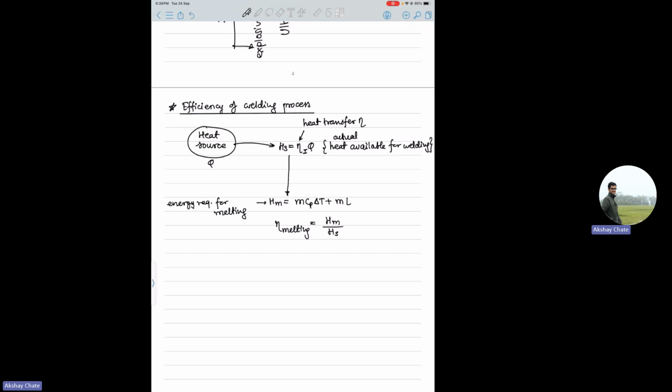You have to always be careful about units here, because sometimes instead of joules they will give you watts, which is joule per second, or sometimes just to confuse students they give joule per mm. Per unit length is also mentioned sometimes, so you have to be careful.